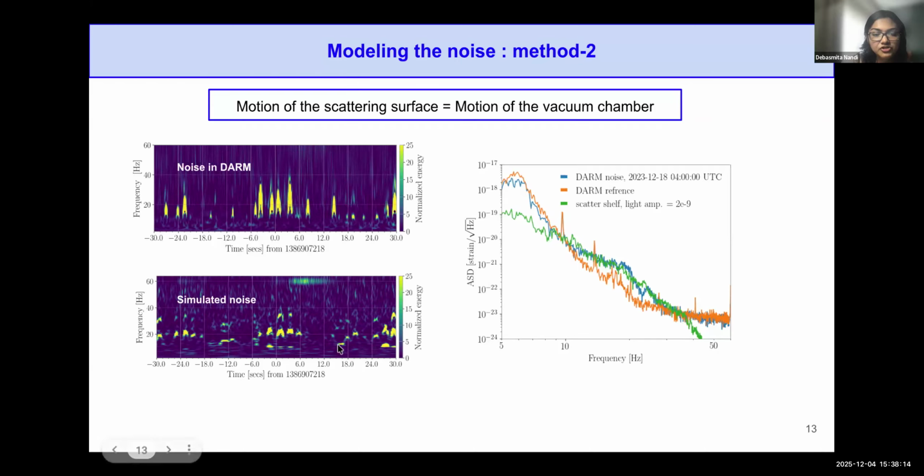The bottom spectrogram shows the simulated noise, and here on the right side in this plot we are showing the shelf created by this. As before, the blue trace here shows the noise created by this glitch, and the green is the fitting from our model.